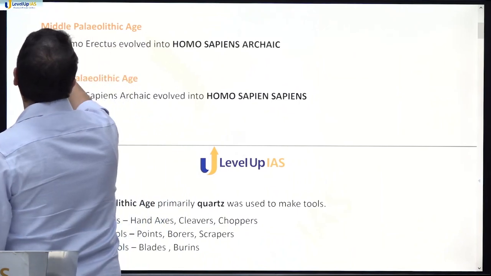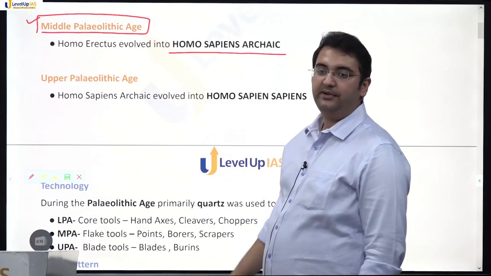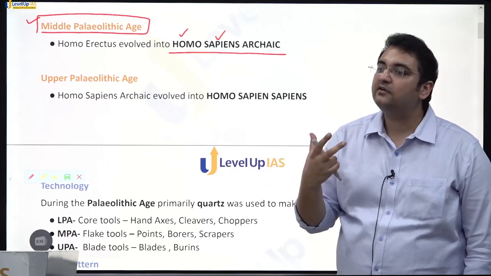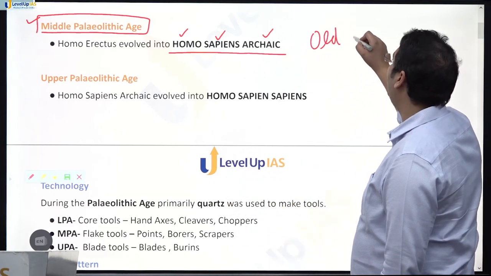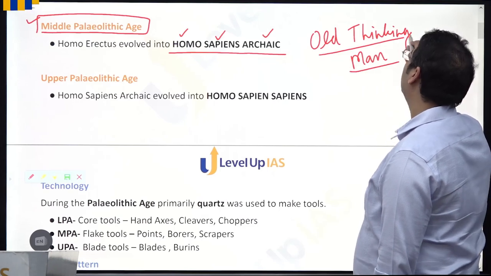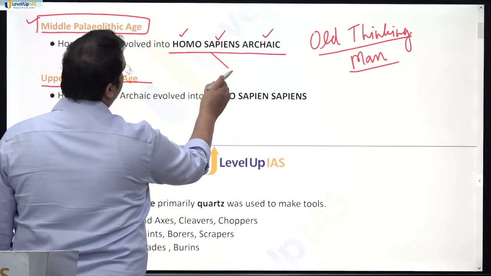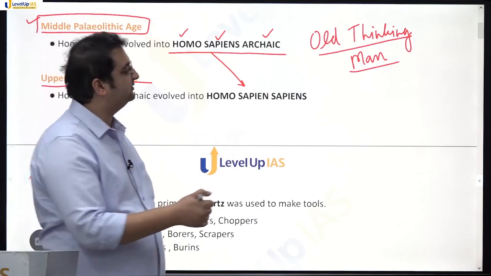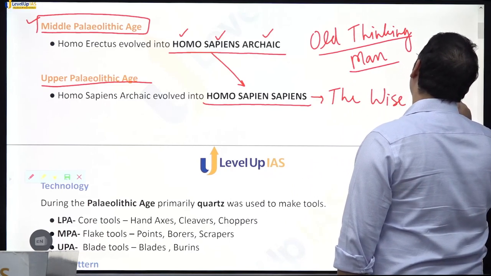Next stage of development. During the Middle Paleolithic age, Homo erectus evolved into the Homo sapiens archaic. Homo is man, sapiens is sentient. That means the ability to have complex thoughts. And archaic is old. So this was the old thinking man. Right? And then it was during the Upper Paleolithic age that Homo sapiens archaic evolved into the Homo sapiens sapiens. So, double thinking, that means extremely complex thought. He is known as the wise man. Right?